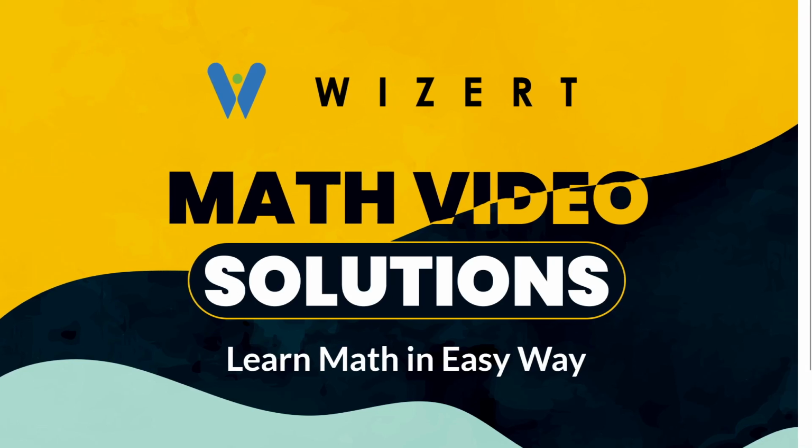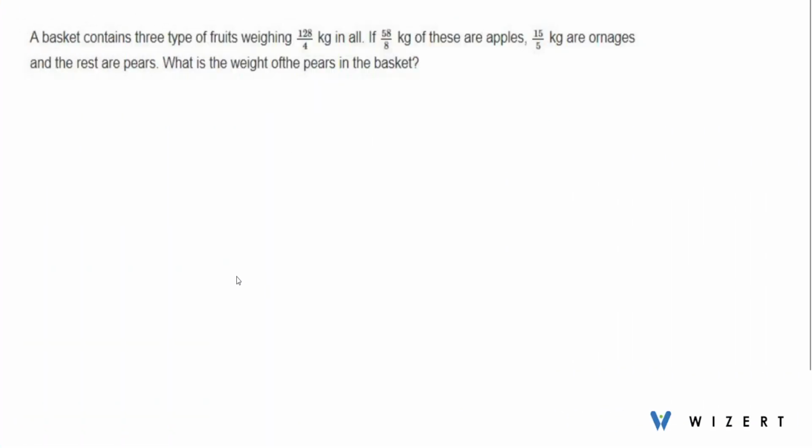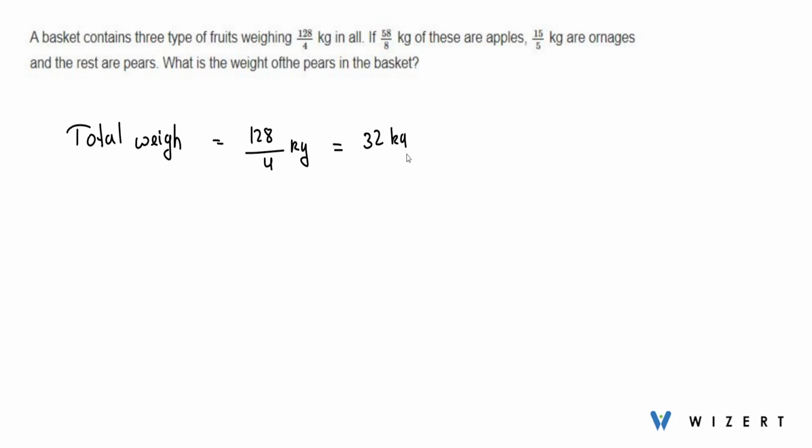So let's begin. According to the question, a basket contains three types of fruits. So the total weight of all the fruits is 128 upon 4 kg. So total weight equals 128 upon 4 kgs, which can be further simplified as 32 kgs.